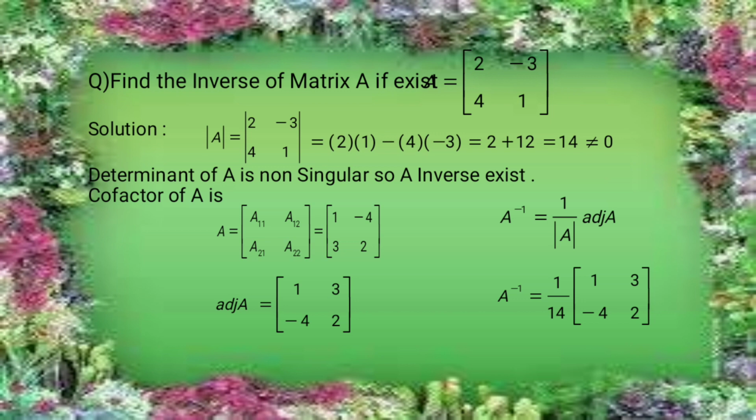So 2 into 1 minus 4 into minus 3, we get the determinant 2 plus 12, that is 14, which is not equal to 0. So determinant of A is non-singular. So inverse of A exists.